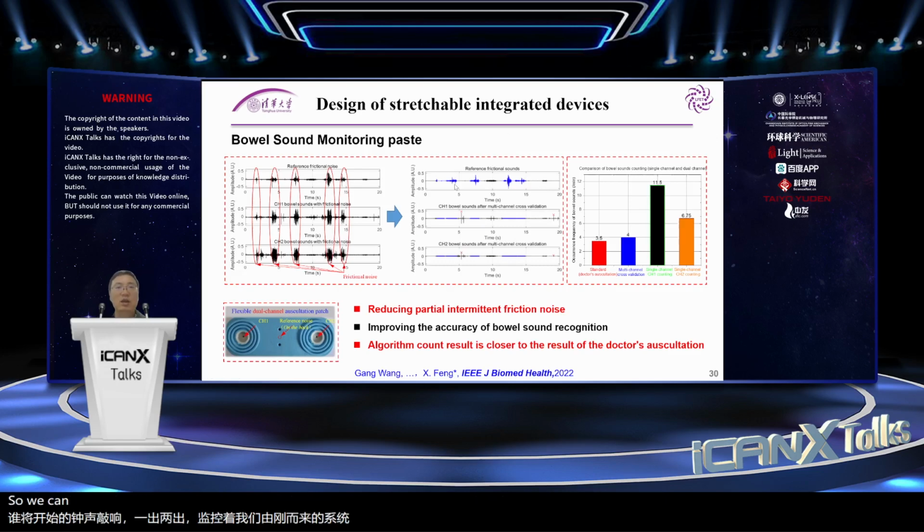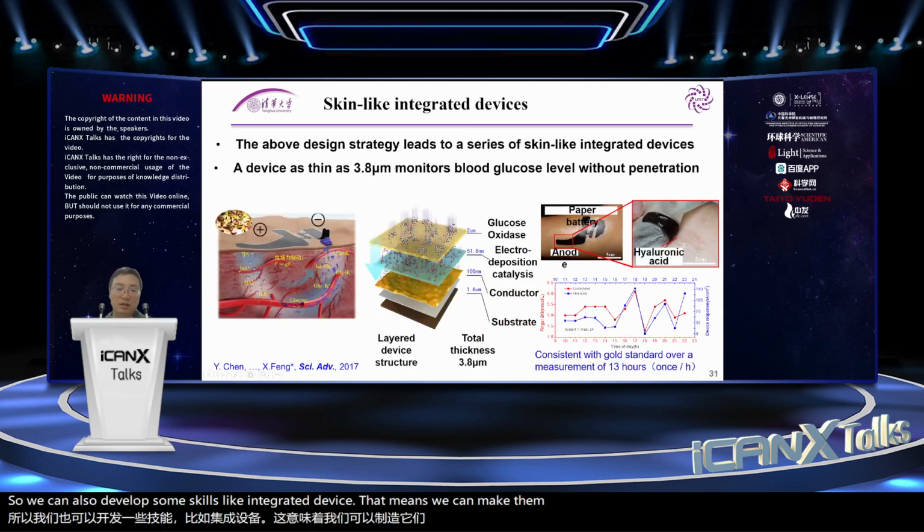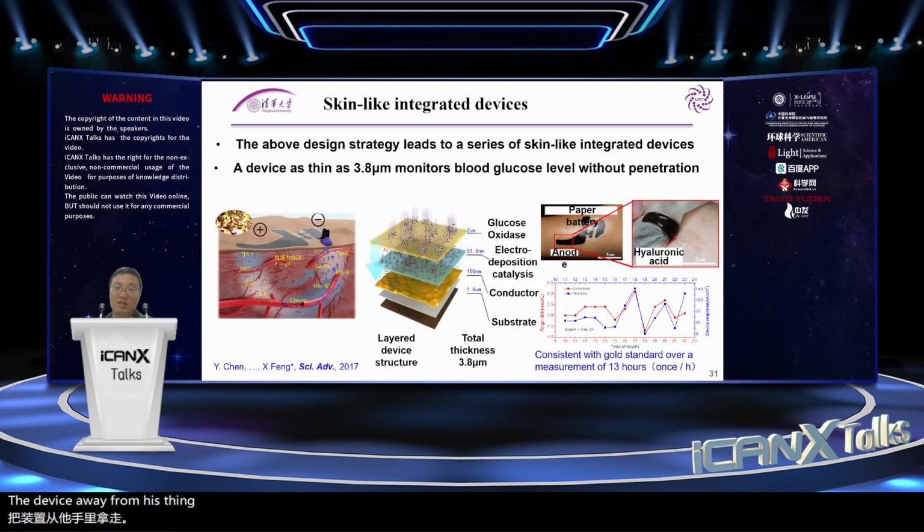We can also develop some skin-like integrated devices. That means we can make the device very, very thin. For example, we can make the system just about 3 micrometers. We use this method to make a device to monitor glucose. The thickness is only 3.8 micrometers, so it's very, very thin. We can attach this device onto the body to measure the glucose.